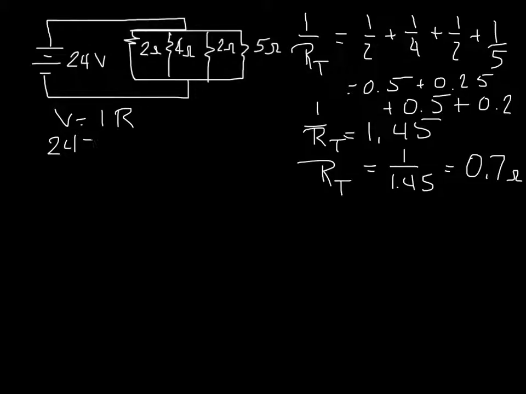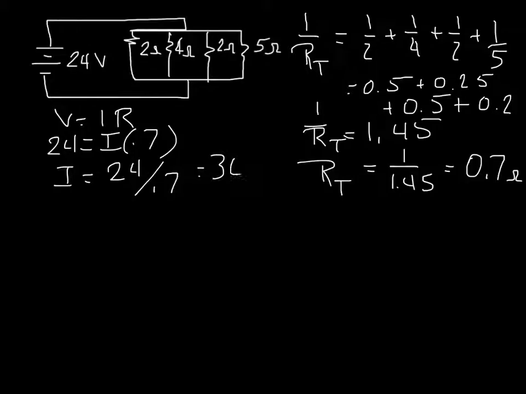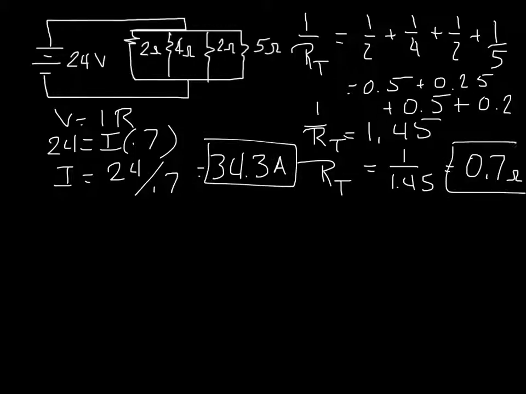24 is equal to I times 0.7. So I is equal to 24 divided by 0.7, which is 34.3 amps. So now let's see for each branch if that works for this one too. So let's do the 2.